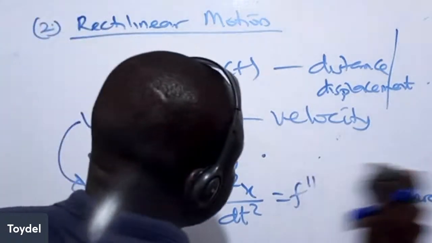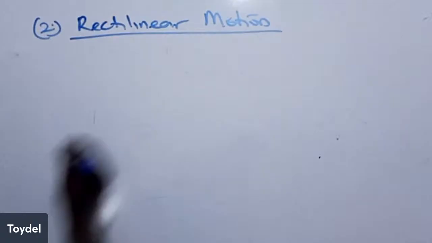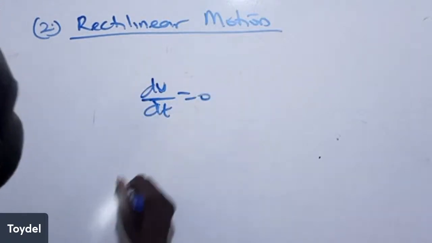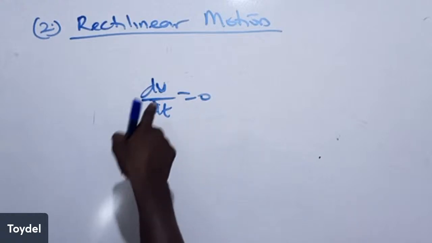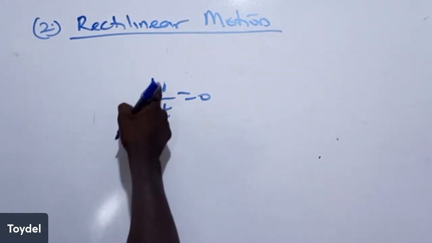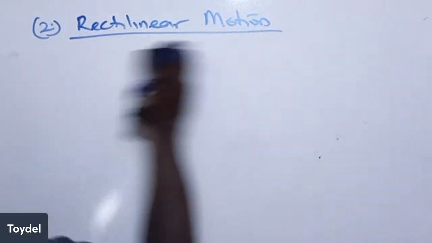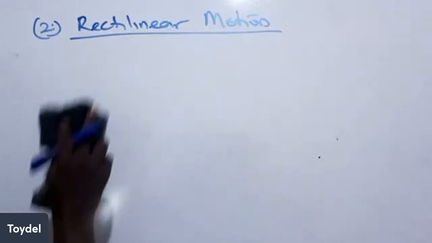If a particle moves at constant speed, that is, if dv/dt is equal to 0, the acceleration there is 0. So we should take note of that. So we can actually apply differential calculus, or differentiation, to rectilinear motion. This is the second application that we want to talk about, rectilinear motion.